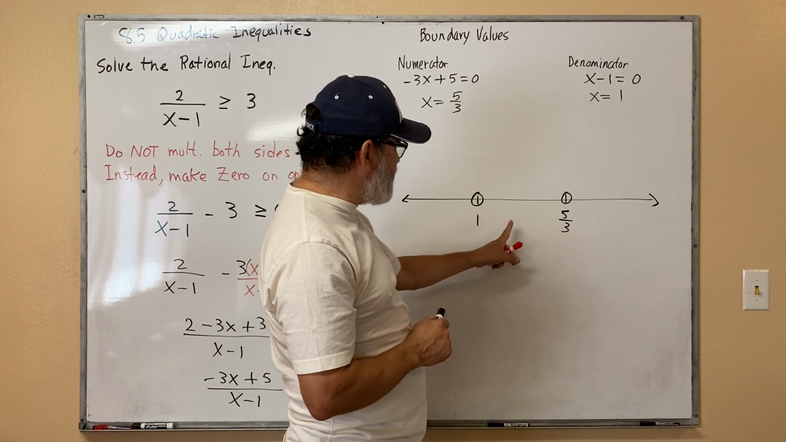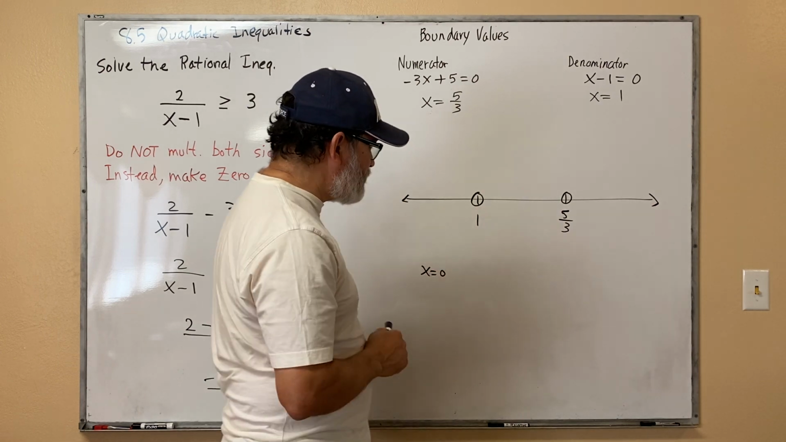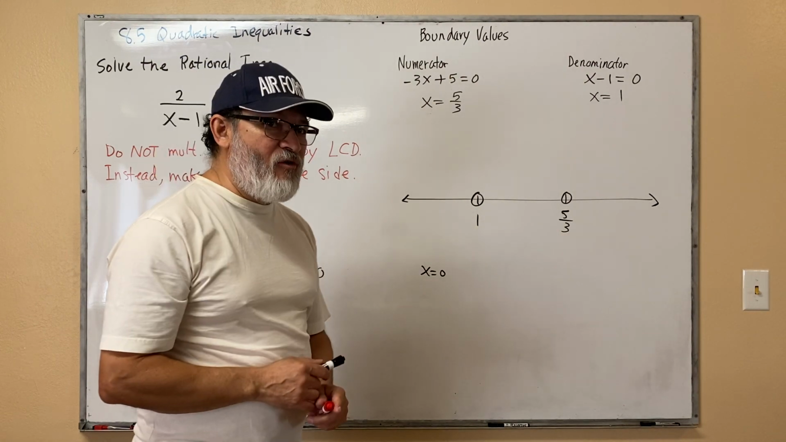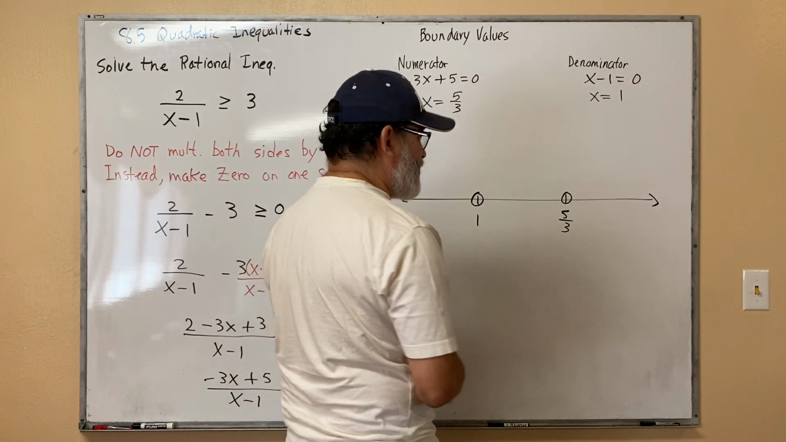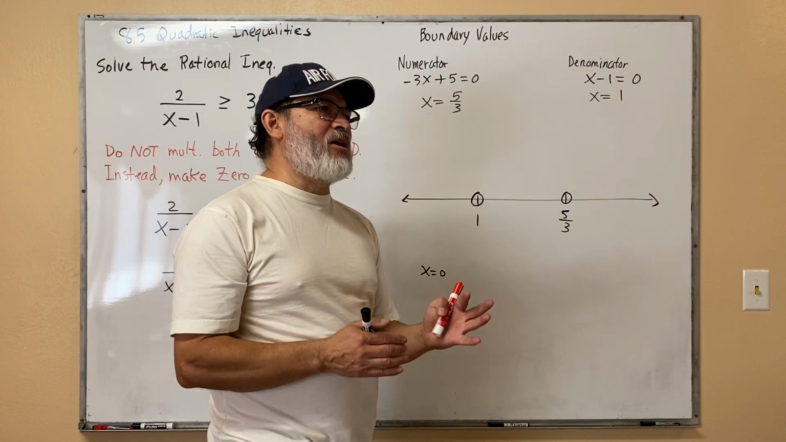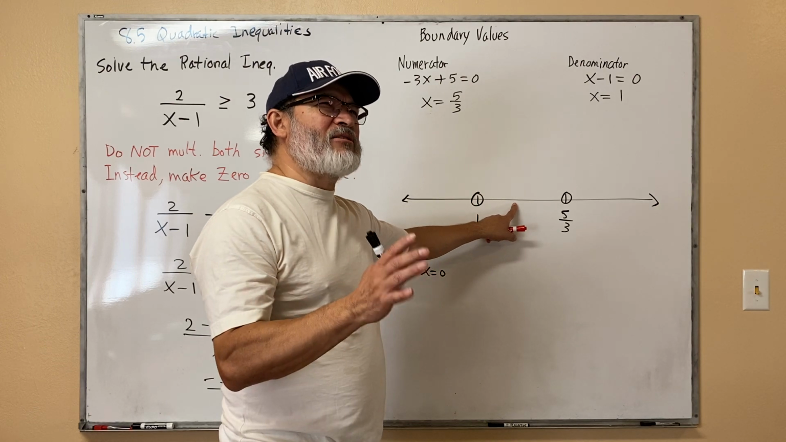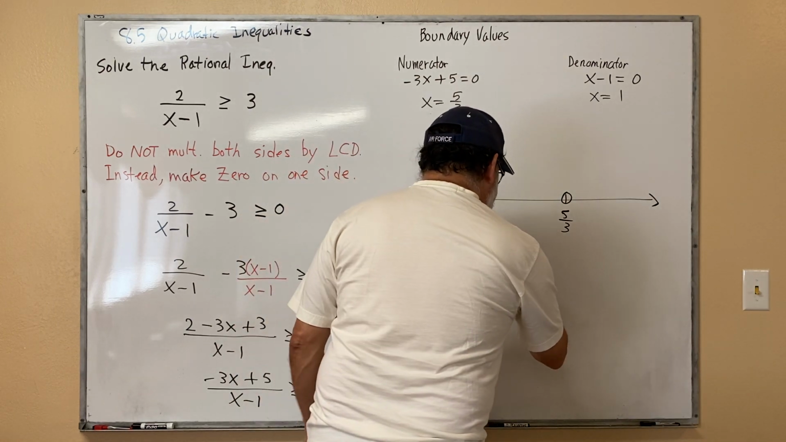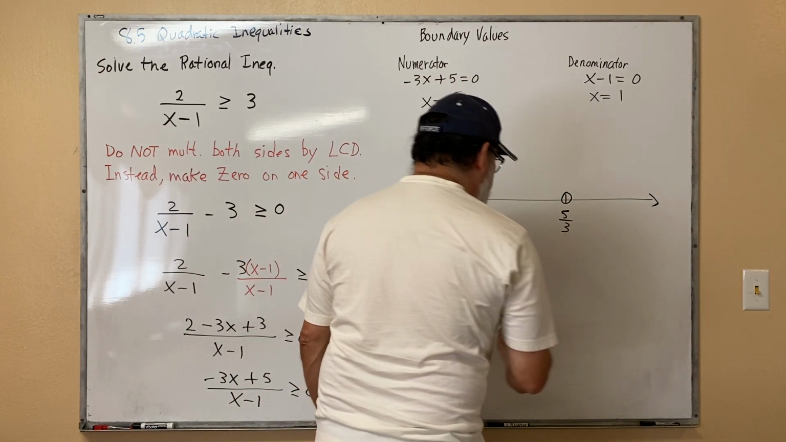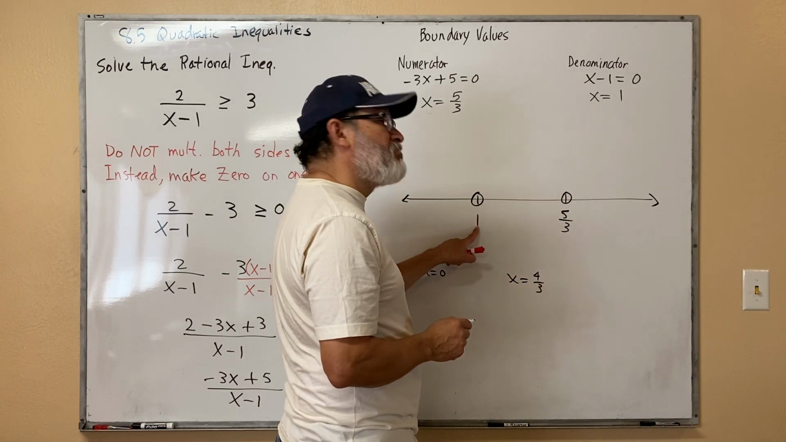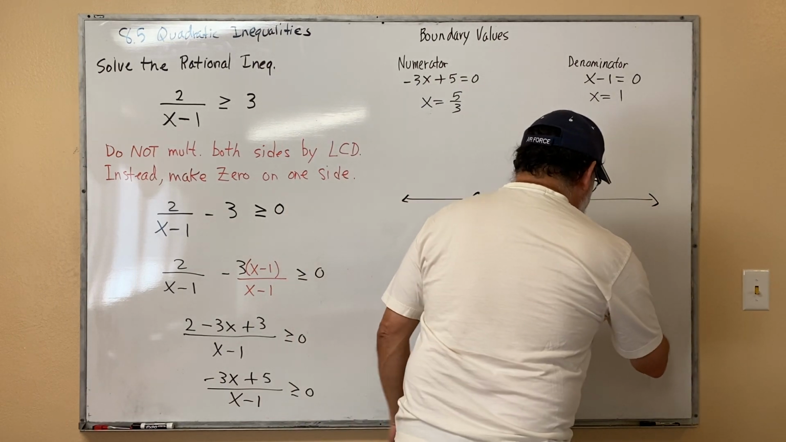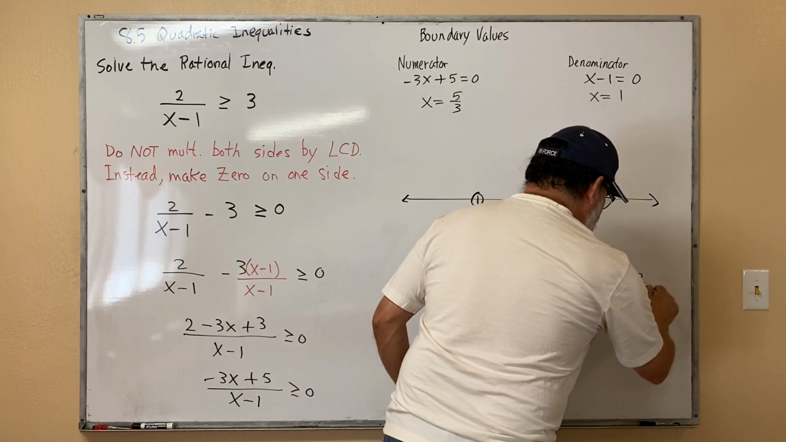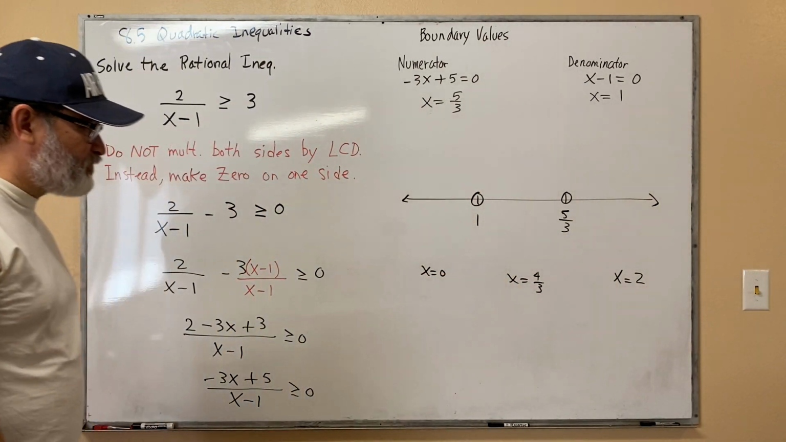What can I pick from this region, guys? Shall I pick x equals 4/3? Yeah, 4/3, and you see why. I want to pick something with a 3 in the denominator that's in this region. So I'm going to say x equals 4/3. It's less than that, greater than this. And here I'm going to say x equals what? Tell me. 2. Okay.